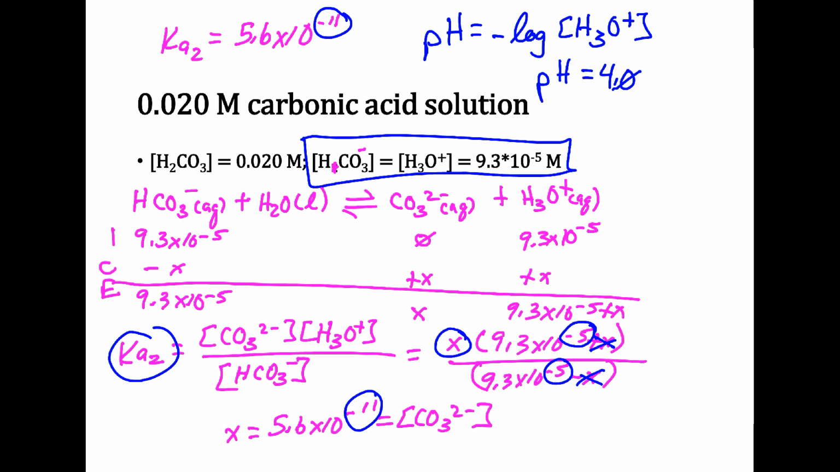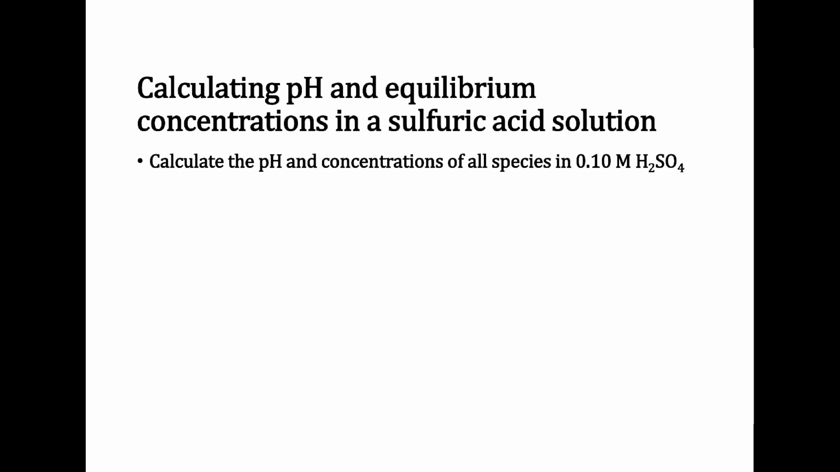So let's go ahead and try one more example together, and then that will conclude our practice on polyprotic acids. So here what we want to do is find the pH and the equilibrium concentrations in a sulfuric acid solution. So let's go ahead and recall what our Ka values are for sulfuric acid. Ka1 was very large. Ka2, still a pretty large K value, was 1.2 times 10 to the negative second.